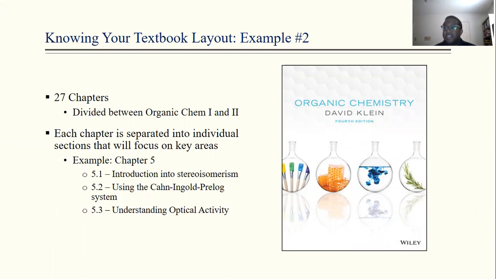Each chapter of this textbook is separated into individual sections that will focus on key areas. For example, in chapter 5 of this textbook, we look at 3 different sections: an intro to stereoisomerism, using the Cahn-Ingold-Prelog system to name things and assign priority, and understanding optical activity.